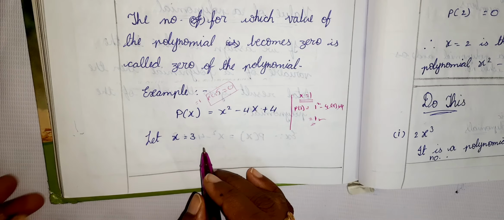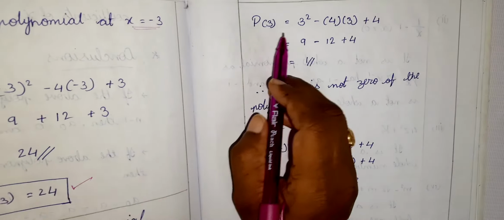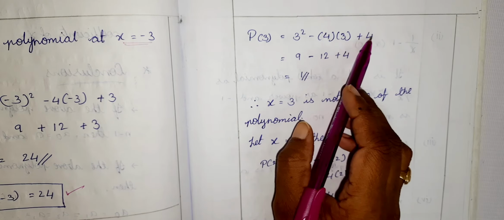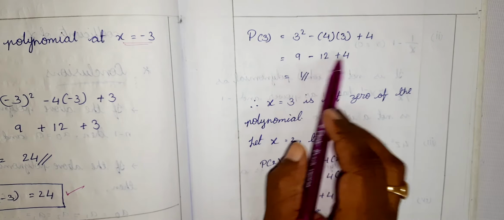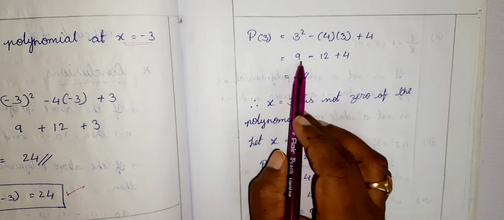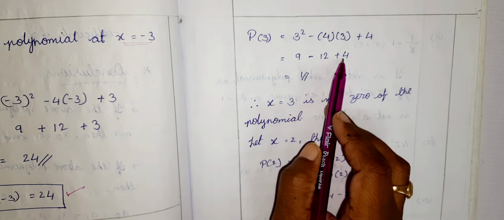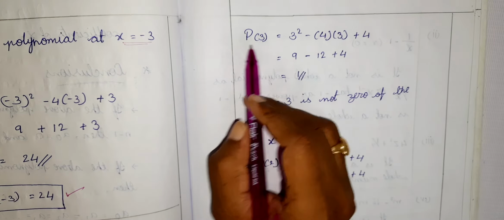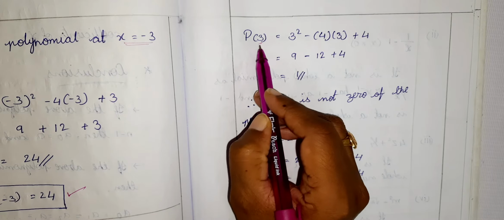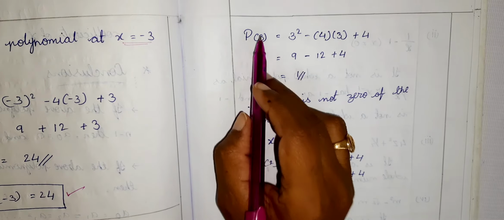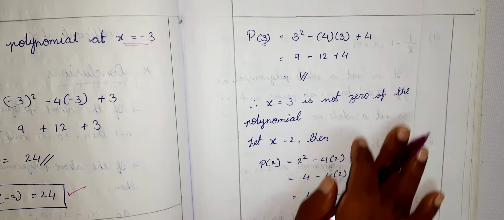Right, now if x is equal to 3, then p(3) is equal to 3 squared minus 4 into 3 plus 4, so that is 9 minus 12 plus 4. Right, 9 minus 12 is minus 3, plus 4 is 1. So even for x equal to 3, the polynomial is not equal to 0. Therefore, even 3 is not a zero of the polynomial.